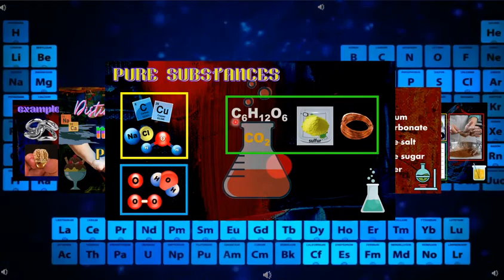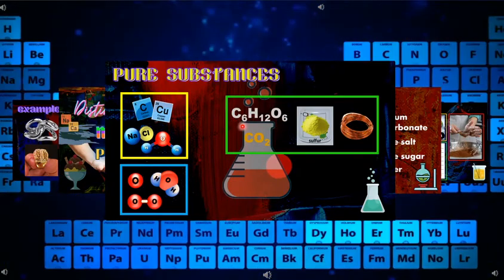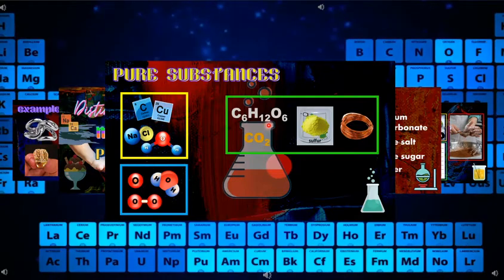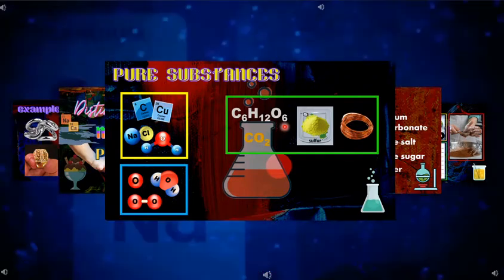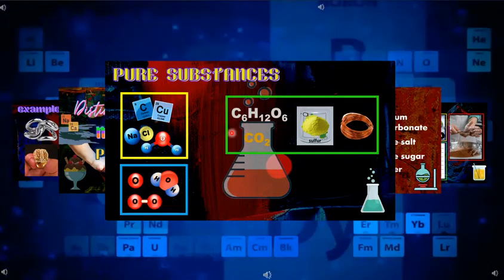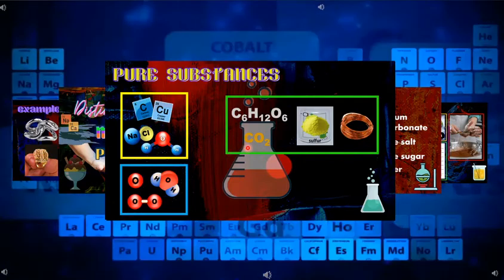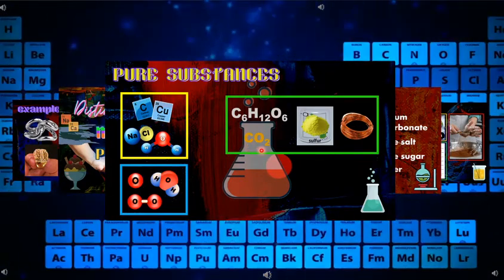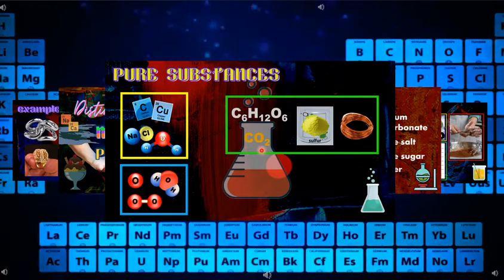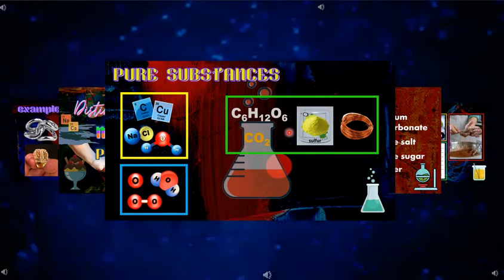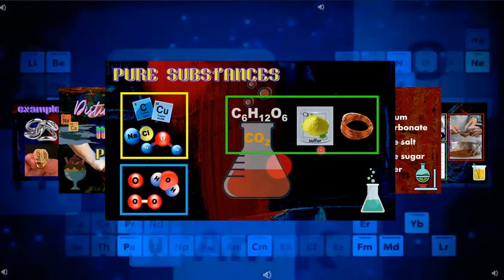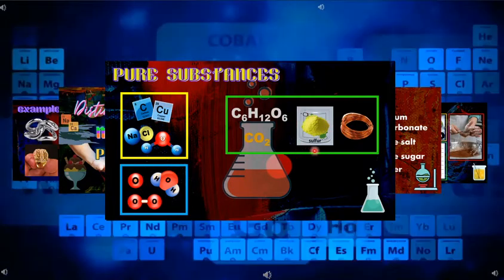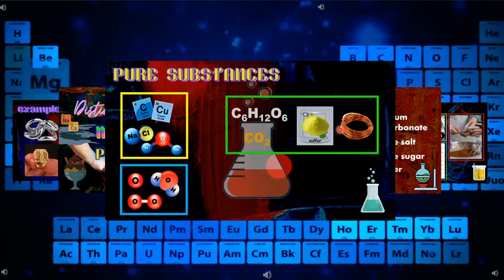A molecule of glucose contains 6 carbon atoms, 12 hydrogen atoms, and 6 oxygen atoms. Another example of compound is carbon dioxide. Carbon dioxide contains 1 carbon atom and 2 oxygen atoms per molecule. We have here 2 examples of elements. Sulfur is made of sulfur atoms. Copper is made of copper atoms.